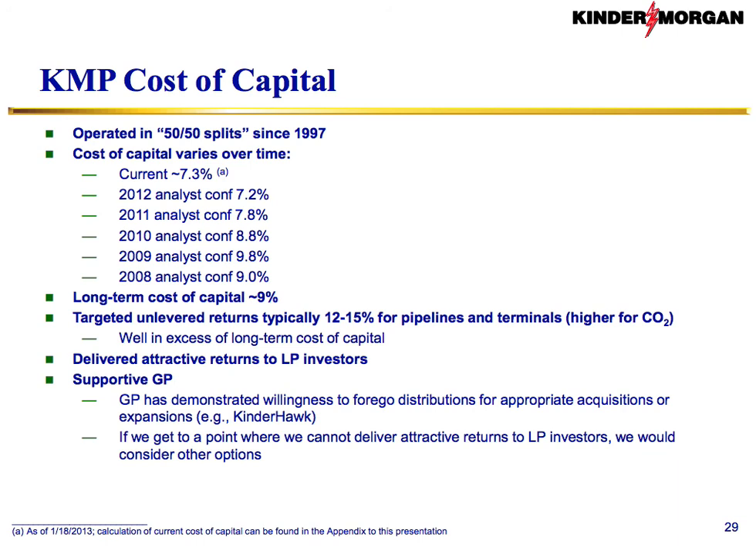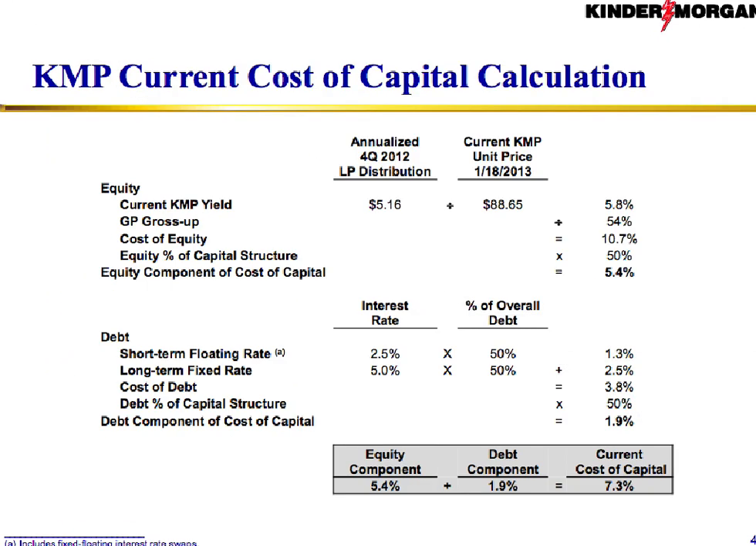And I'm sorry, this is in the appendix, but all the cost of capital is your yield on your equity, so your yield on your LP units, grossed up for what goes to the general partner, so you have to take into account what the general partner receives, and that's your cost of equity, averaged with your cost of debt. And so that's what those calculations are, and that's what the 9% is meant to represent over the long term.